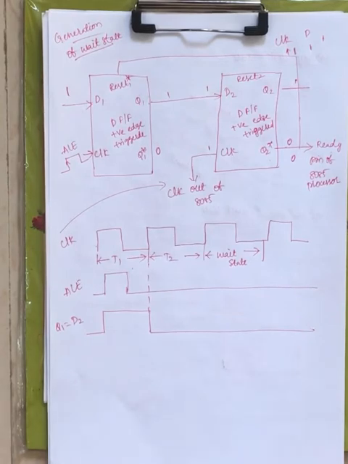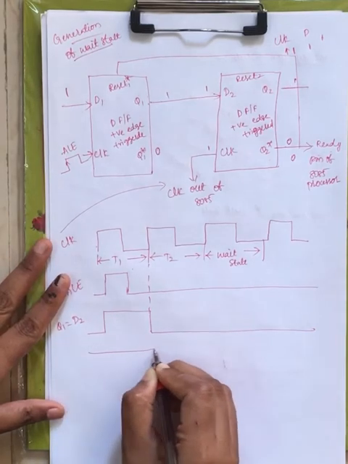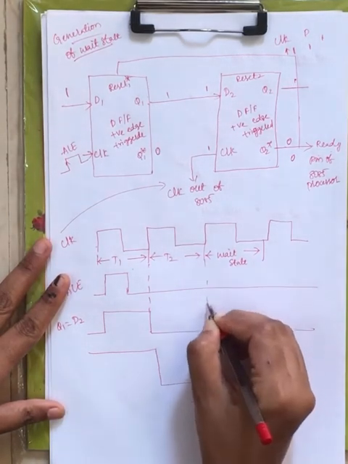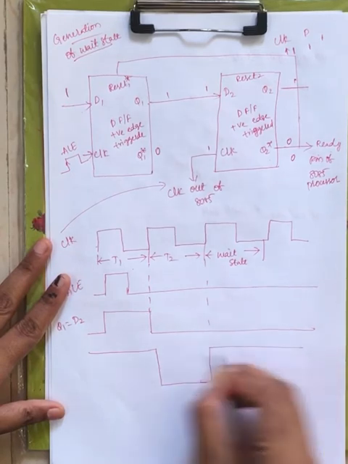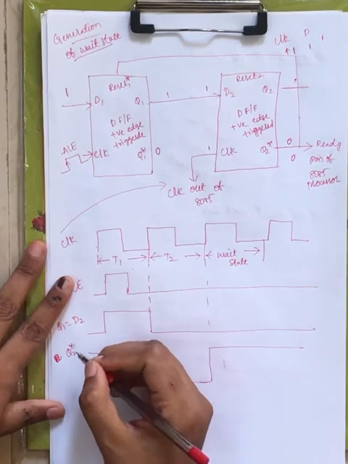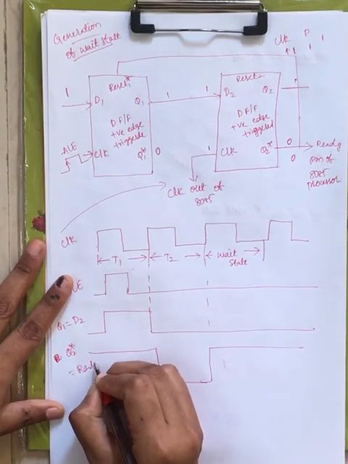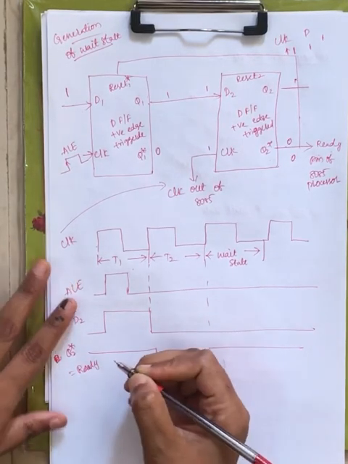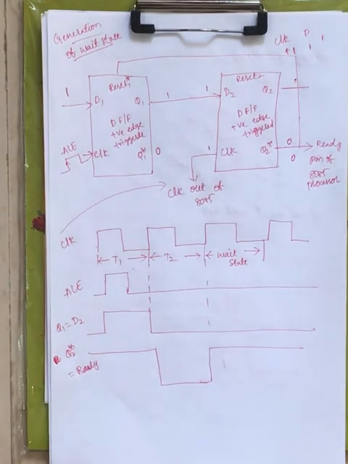Now what happens? The microprocessor enters into wait state. The ready input is 0 throughout the T2 state. This is Q2, which is nothing but the next state of the second D flip-flop, the ready pin. This is how to generate a wait state.